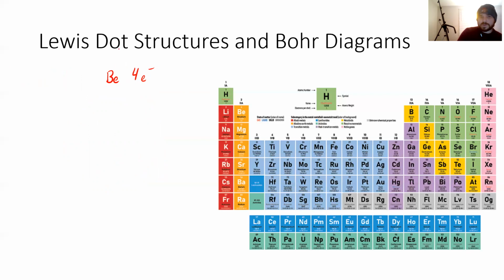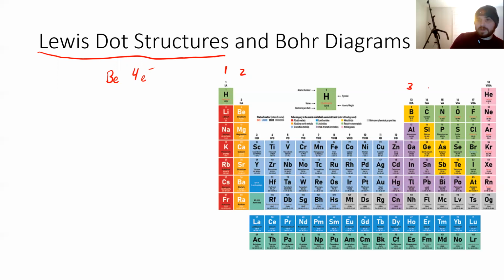But right now, for Lewis dot structures, we only care about the valence electrons. Valence electrons can be determined by the family. So this family, the alkali metals, they all have just 1 valence electron. Alkaline earth metals have 2. The boron family has 3. Carbon family has 4. Nitrogen family has 5.